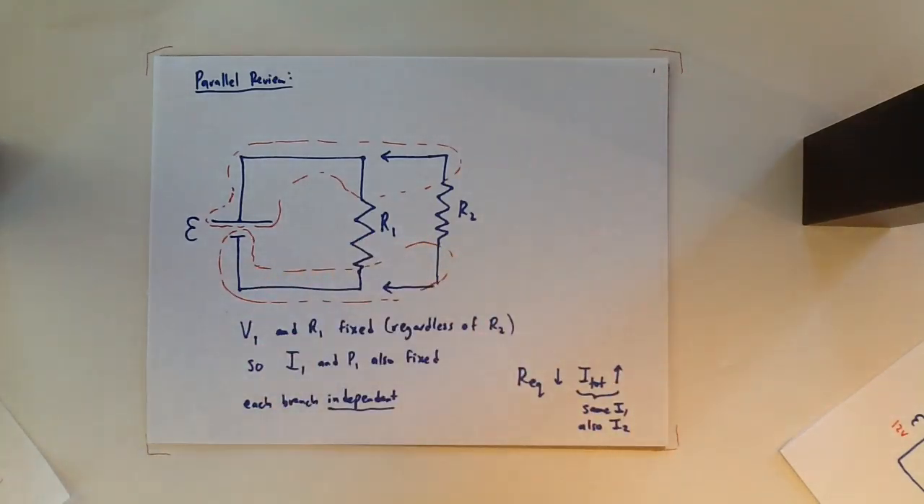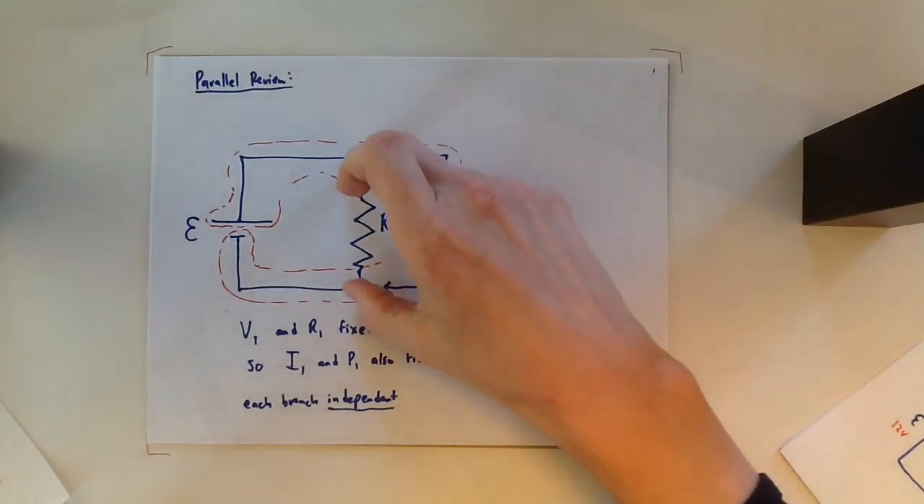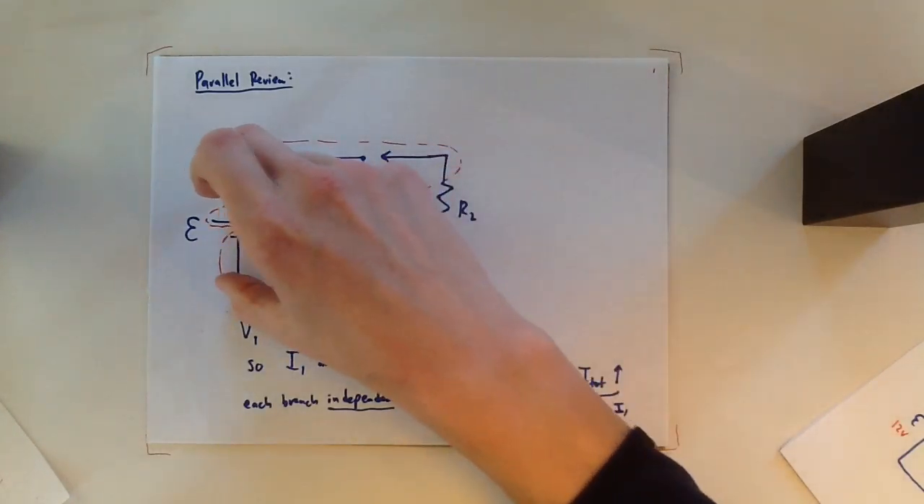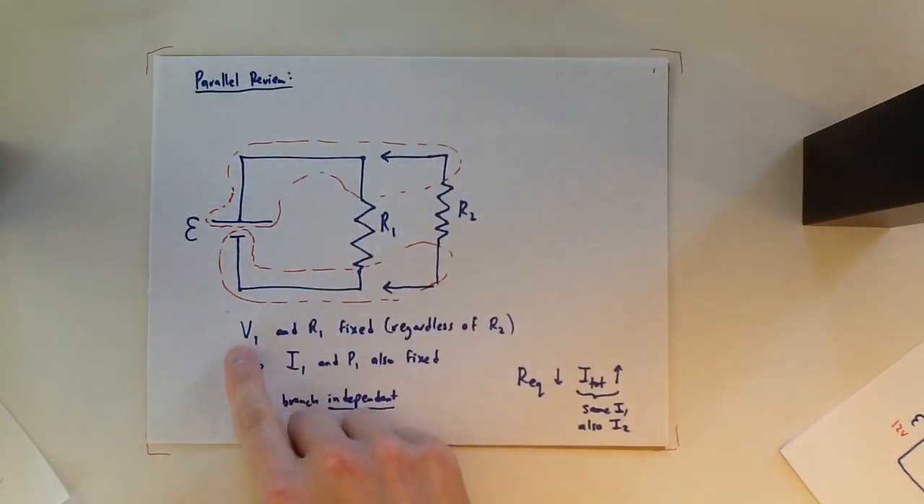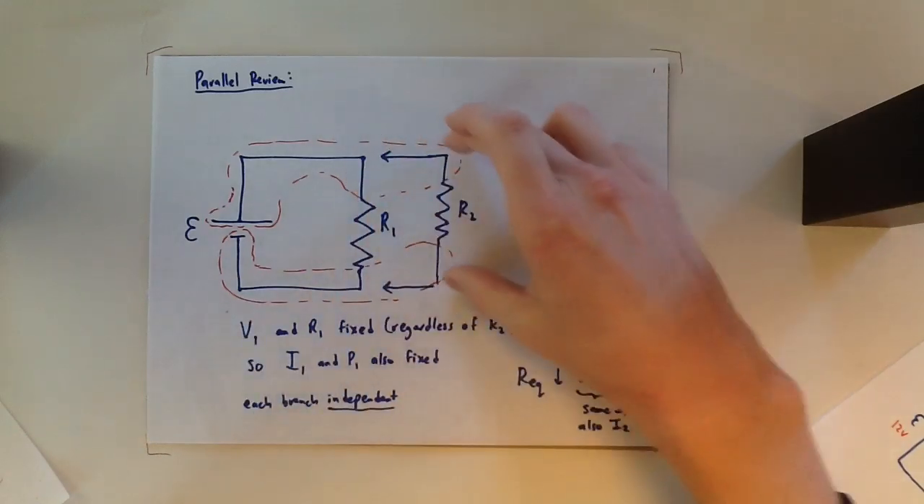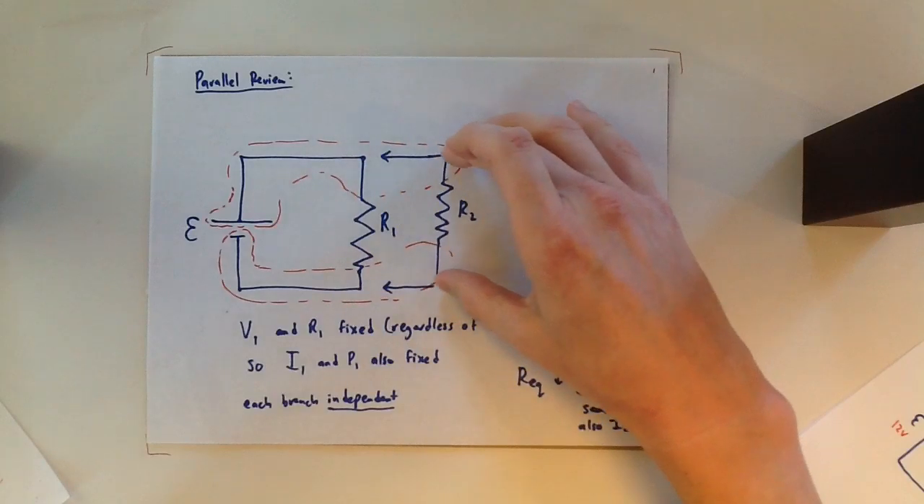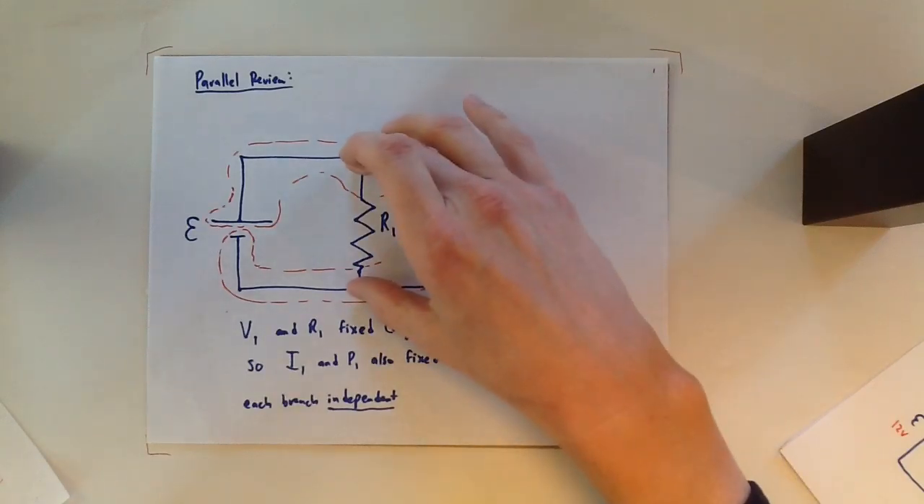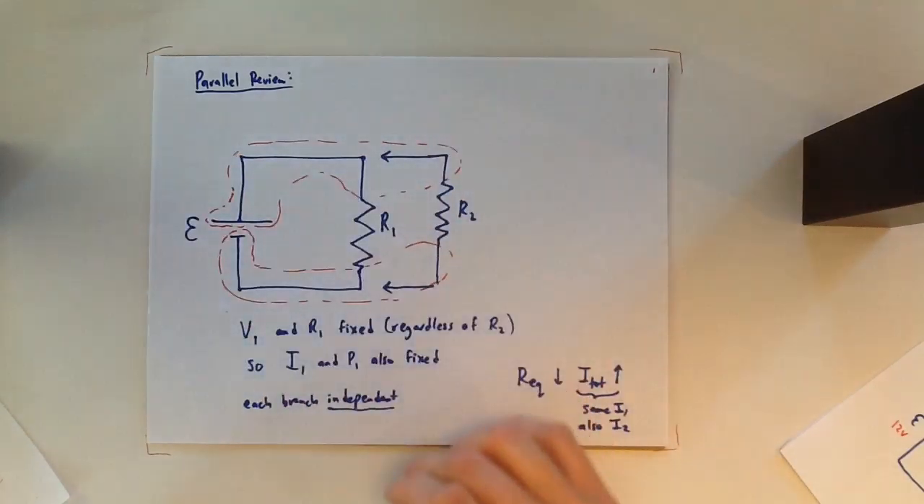equipotential. And so resistor 1 already has access to the full voltage drop, the EMF of the battery, so V1 is going to be fixed regardless of if I add the second resistor or not. That just joins the party. But regardless of whether R2 is connected or not, the voltage drop across R1 is the same. It's just the EMF of the battery.